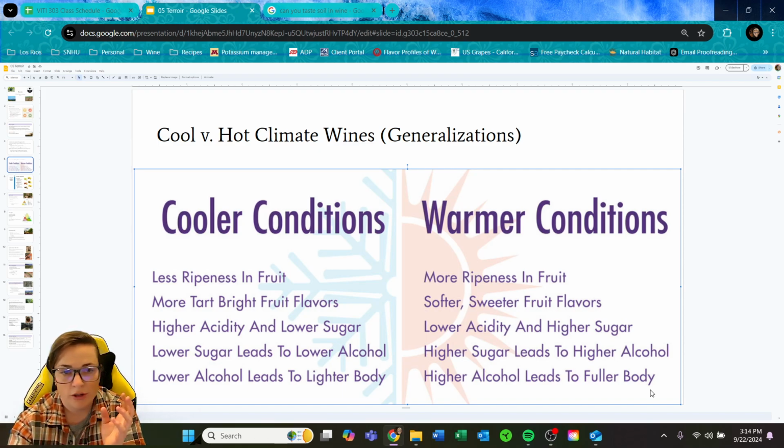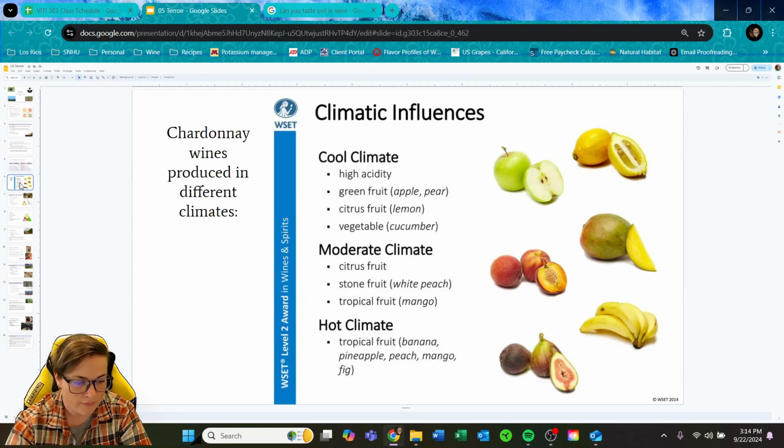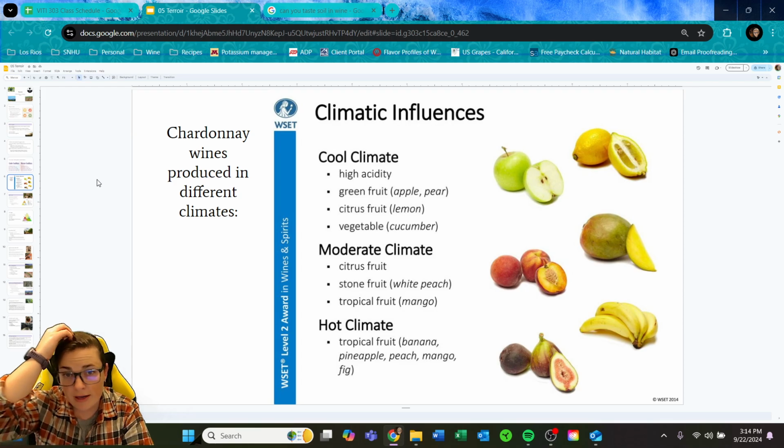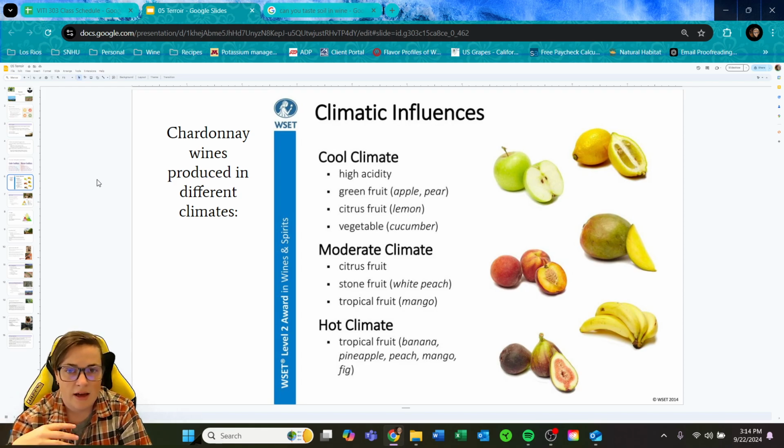Again, these are very broad generalizations. There's a whole spectrum of wines that each area produces, but this is just, like I said, a first step to start to understand the difference. Then we also have a really cool graphic here from WSET Level 2, and this really nicely displays the different styles of Chardonnay that are produced from different climates.